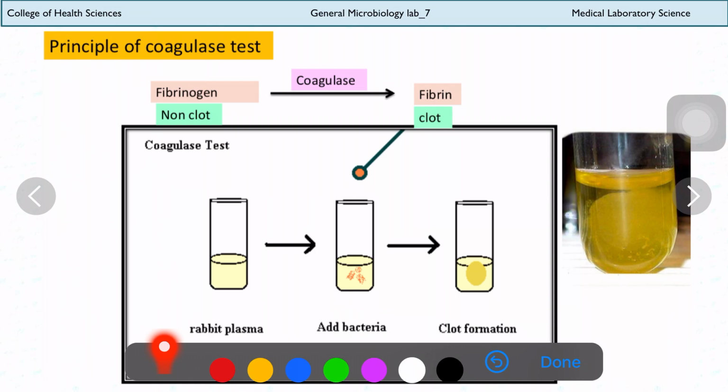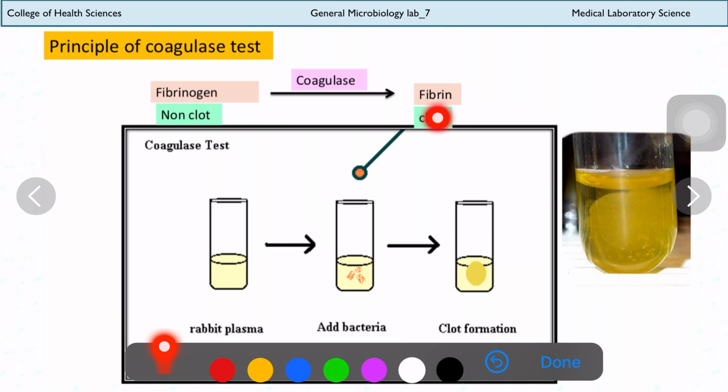Same, you have the principle here. This one is illustrated by a different method. We have fibrinogen inside our plasma. So if you have fibrinogen, the blood will not clot. And if you have coagulase enzyme from the bacterial cell, it will start to convert fibrinogen to fibrin, as we said previously. And if you get fibrin, the plasma will clot.